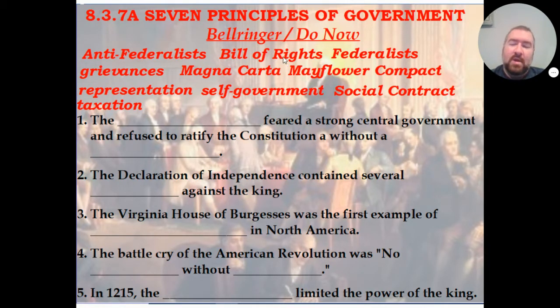So moving on. The blank feared a strong central government and refused to ratify the Constitution without a blank. The Declaration of Independence contained several blank against the king. The Virginia House of Burgesses was the first example of blank in North America. The battle cry of the American Revolution was no blank without blank. And in 1215, the blank limited the power of the king.